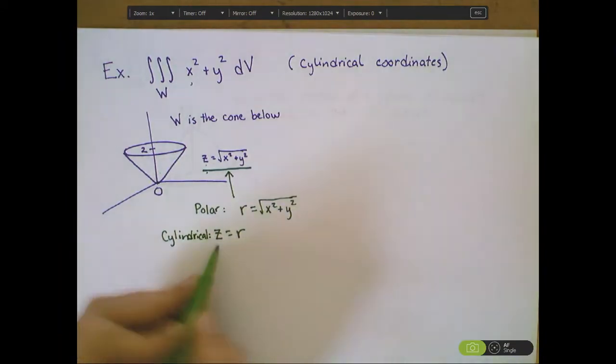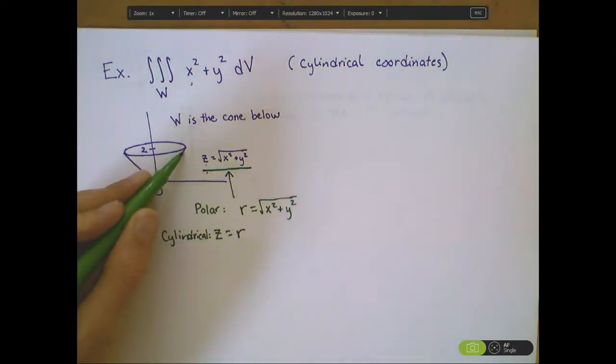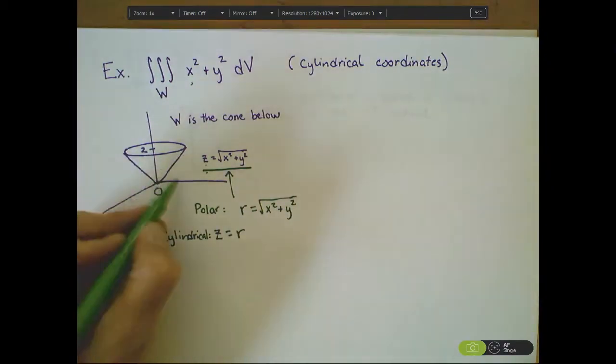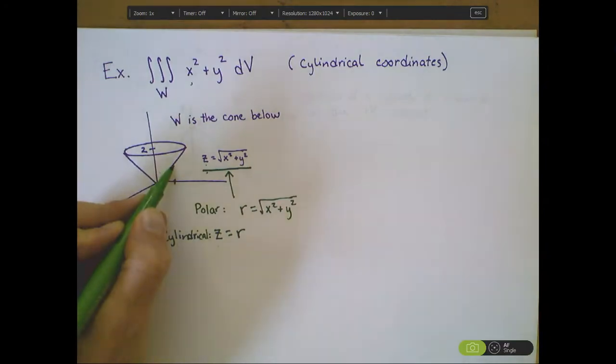And that's the equation of this cone, where the slope of the sides of the cone is 1, meaning the ratio between the radius and height is 1: as you go out 1 unit in radius, you're going to go up 1 unit in height.